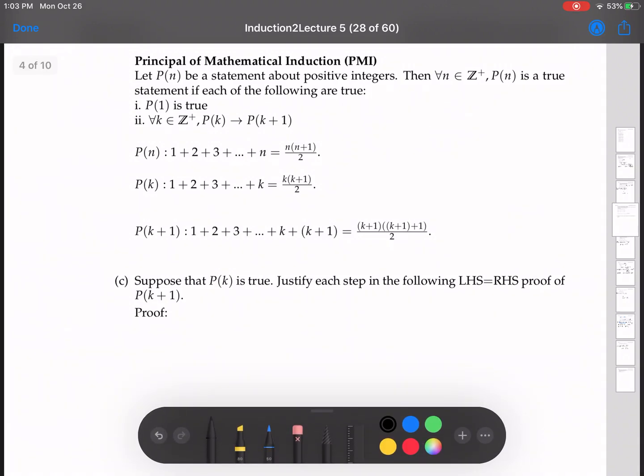In this video, we prove the inductive step in our induction proof that the statement is true for all n.